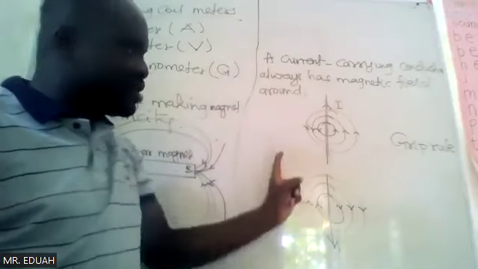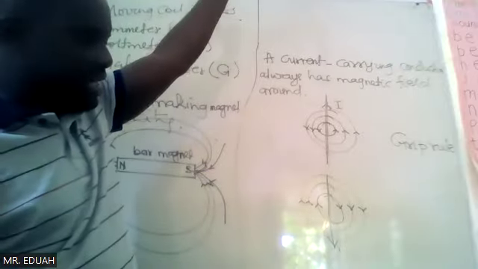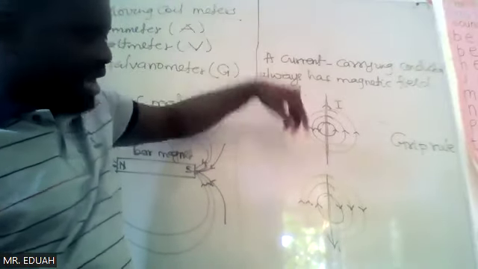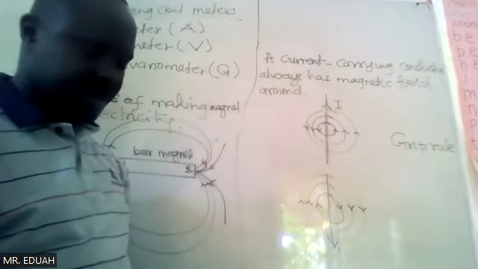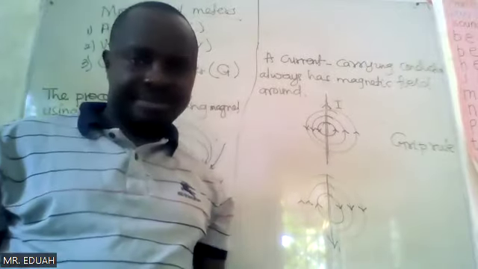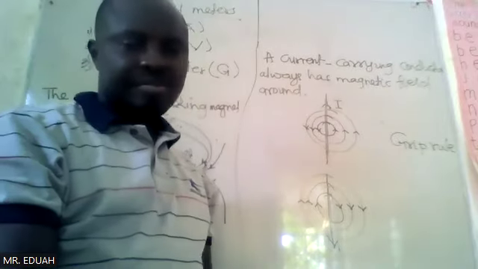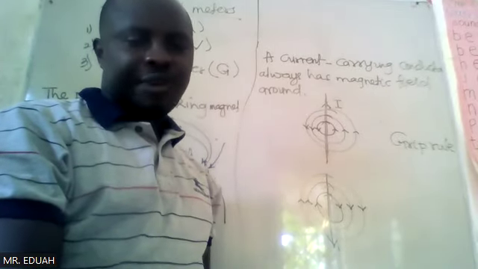Here the current is moving upward, and here the current is moving downwards. Please, are we okay? Are we fine? Yes, sir.